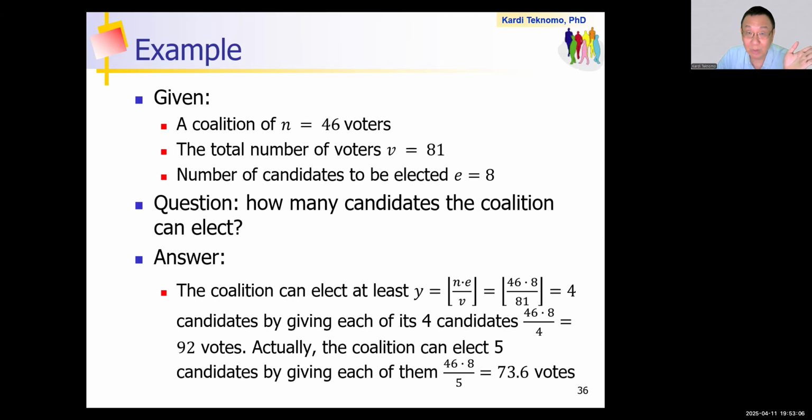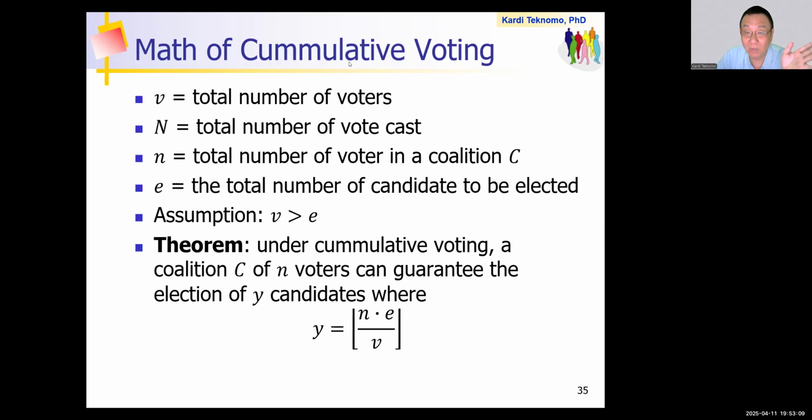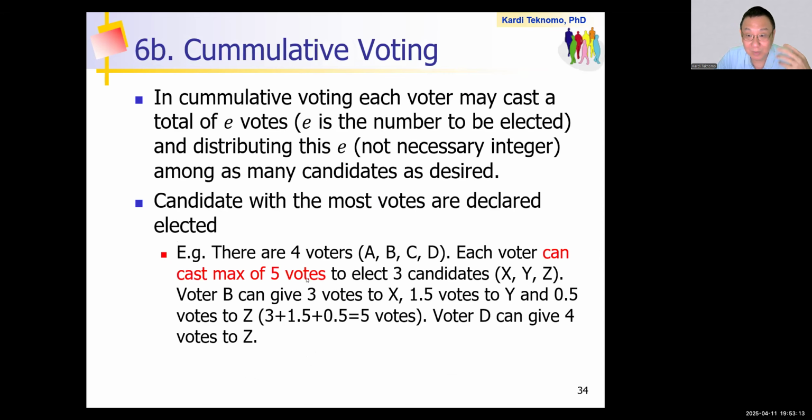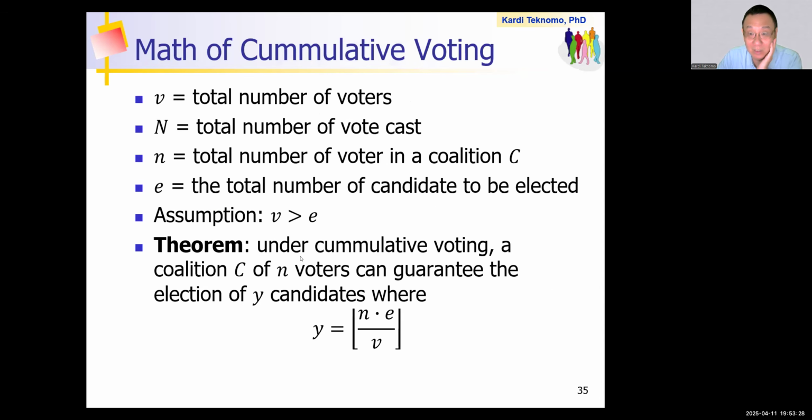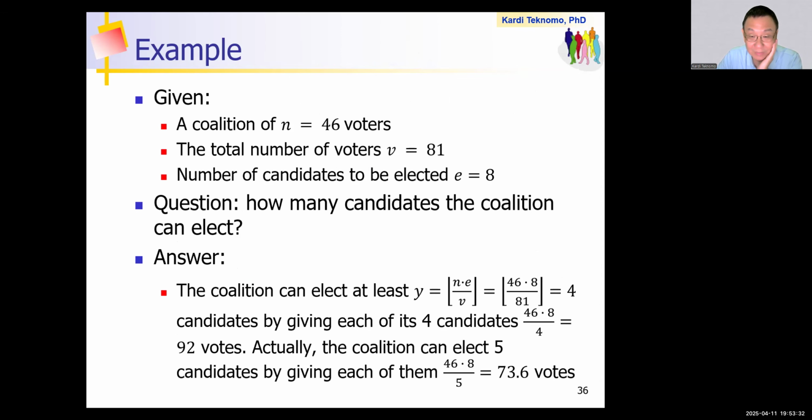So if you use cumulative voting, things become more interesting, because now you can start to create coalitions in order to win the election. How many candidates can you elect? These are the mathematics of voting in cumulative voting. Okay, so this is quite interesting.